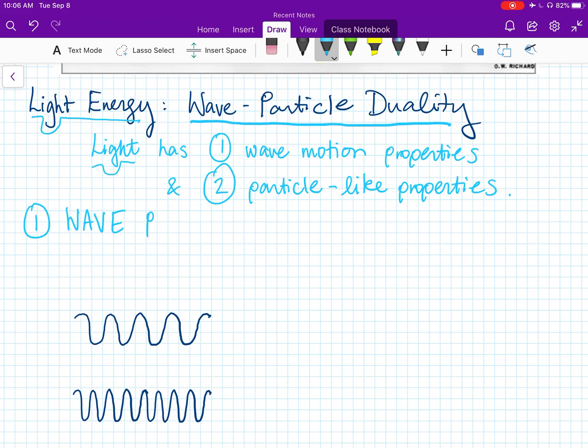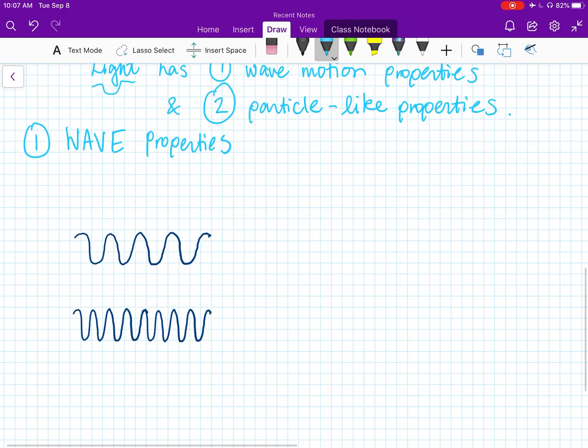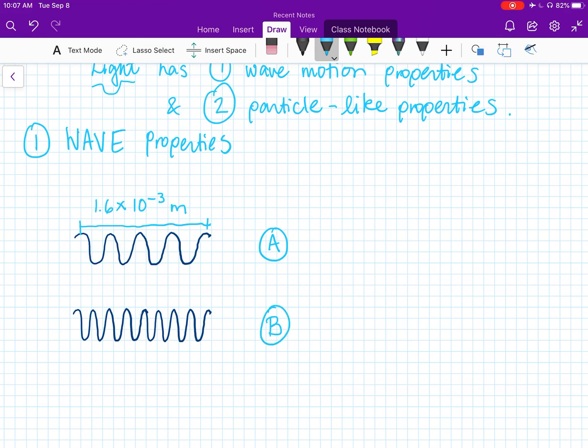Let's see, the wave properties of light first. And here I've drawn two different waves that look just like squiggles. And I want to define the axis here. Okay, but you get the idea. This is just a metric. I want to tell you that this length, I'm going to arbitrarily define it as 1.6 times 10 to the minus 3 meters. I'm going to call this wave A. This other squiggle below it, I'm going to call wave B.